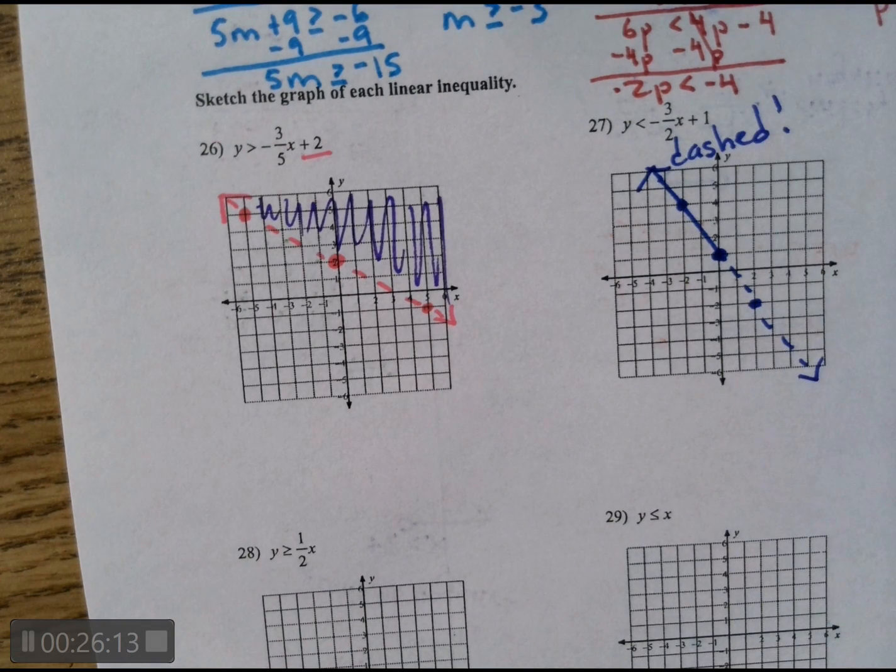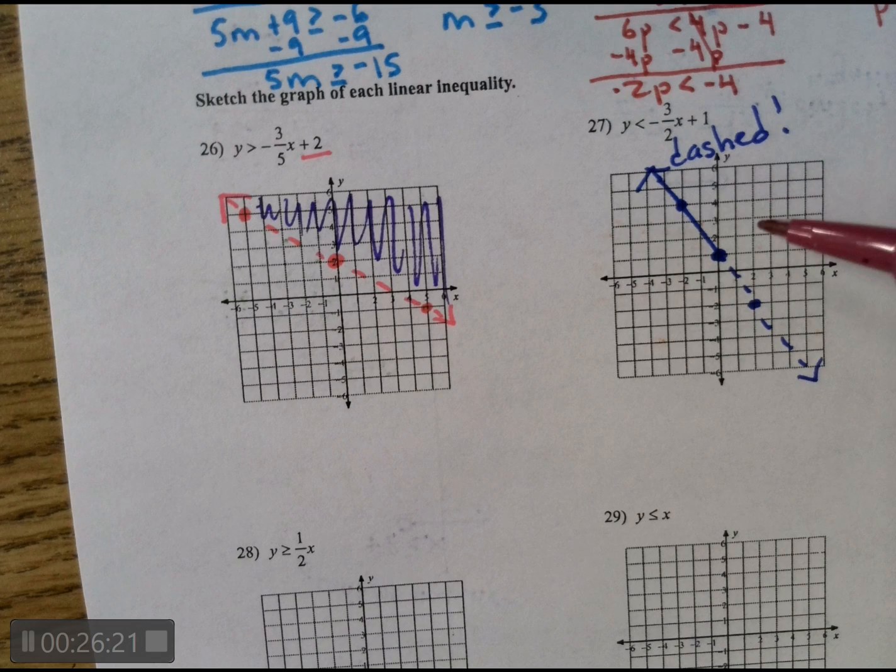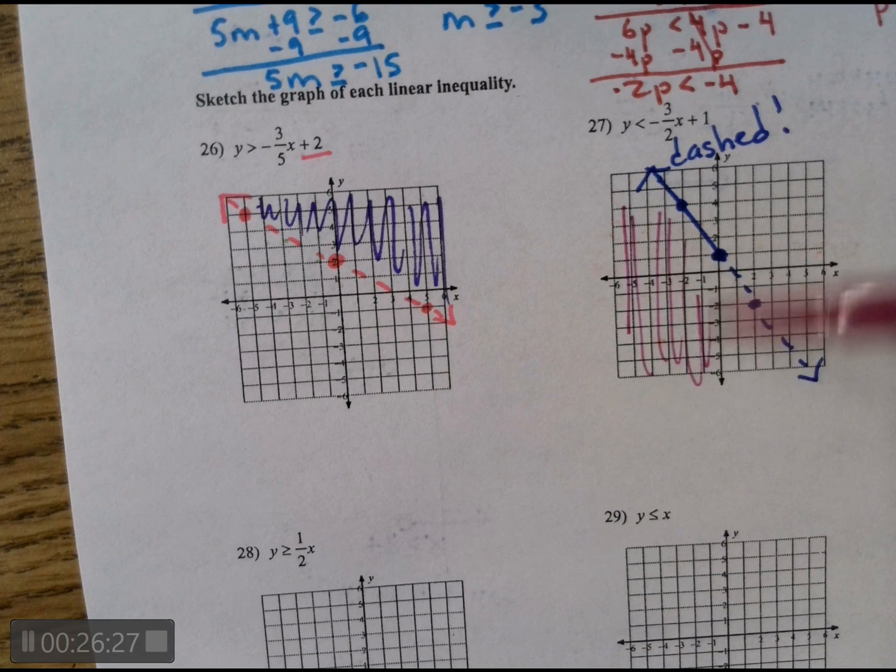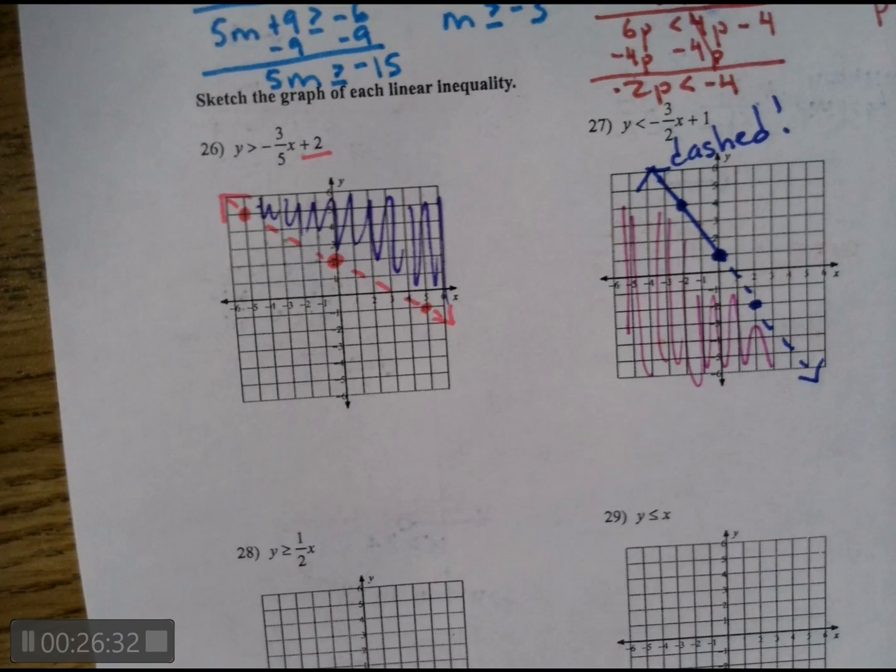So this one was supposed to be dashed. And then y is less than our line. So this time I need to graph below my line. So is this below my line? Or is this below my line? Good. This is. Alrighty.